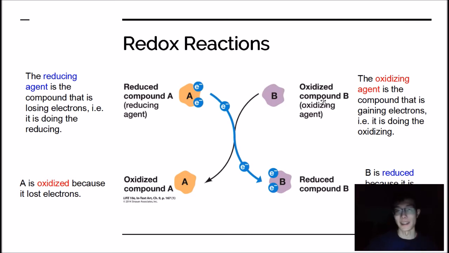Similarly, the oxidizing agent, on the opposite hand, is the one that actually gains electrons. So the oxidizing agent is the compound that is gaining the electrons, and so it's inducing the oxidizing. So that can get a little bit tricky, but I suggest you look at this or perhaps some other resource to try to get an understanding of this.